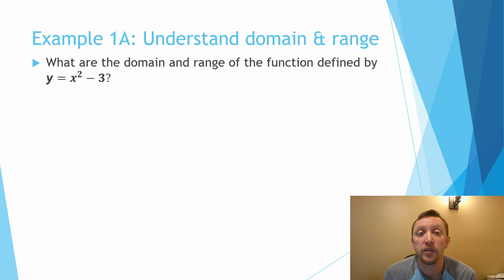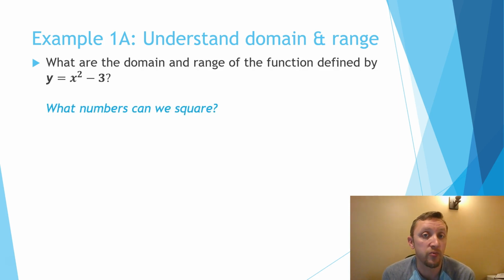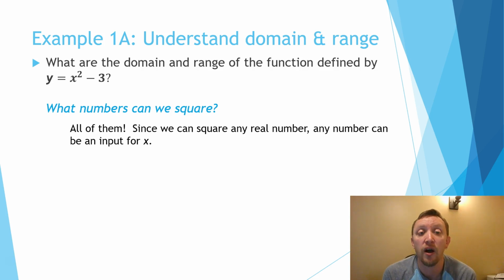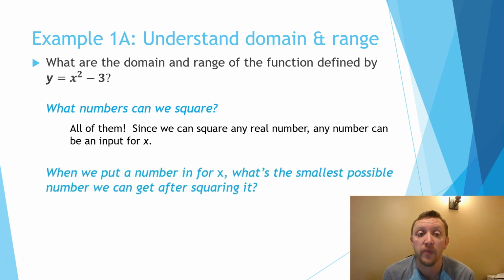Let's understand some more. Let's look at this first example where we're going to look at the domain and range defined by y equals x squared minus 3. Now, we need to think of it this way. What numbers can we square? Because those are the numbers that we're going to be putting into our domain. When you think about it, there's really no limits. We can square negative numbers, positive numbers, decimals. Any number I can think of, I can square. So we can square any real number, and any number can be an input for x.